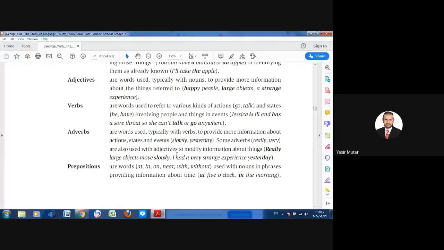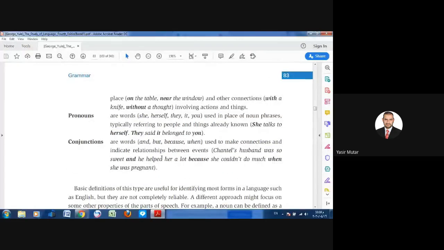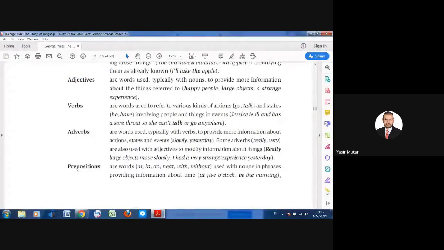Okay, prepositions. What are prepositions? Words like at, on, near, with, without, used with nouns and phrases providing information about something. Yes, we have prepositions of time. For example, I would say at 5 o'clock in the morning.